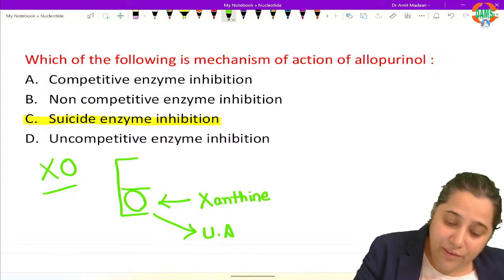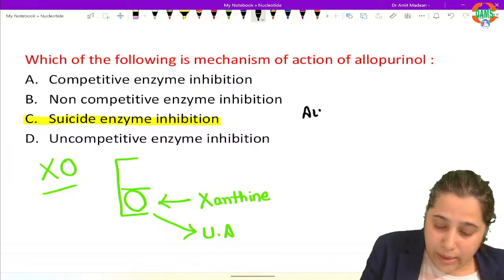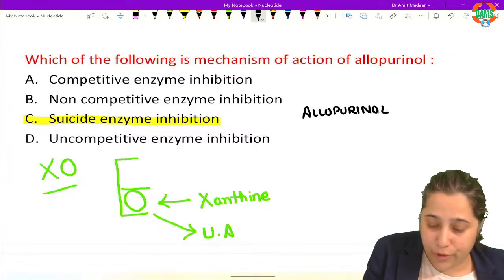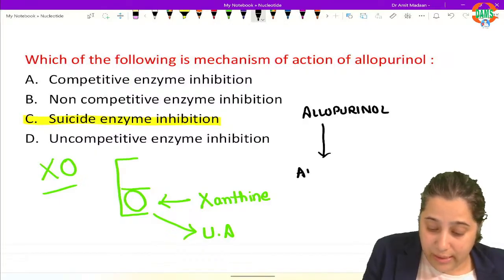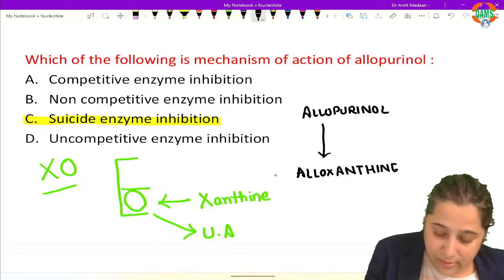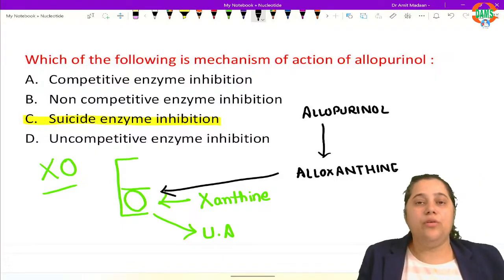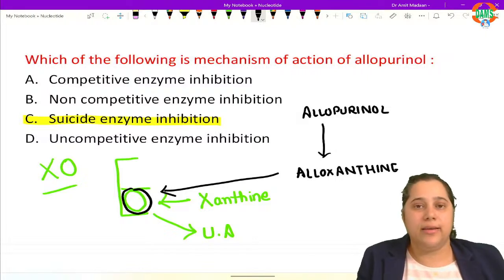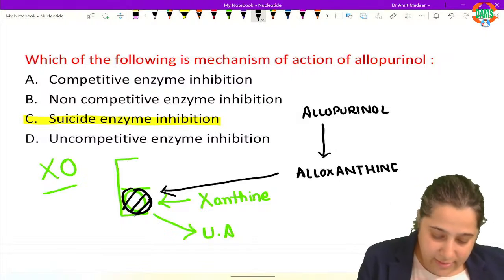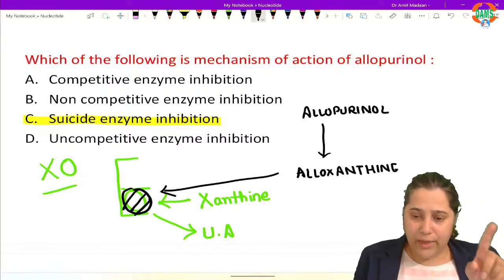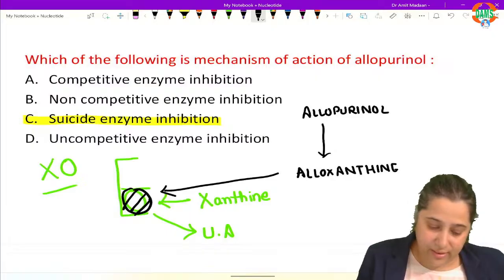Now, when we give allopurinol, it is converted in our body to alloxanthine. What alloxanthine does is, it goes and binds to this site, the substrate binding site or the catalytic site, and it will never leave this site. It will bind to the site and it will never leave.